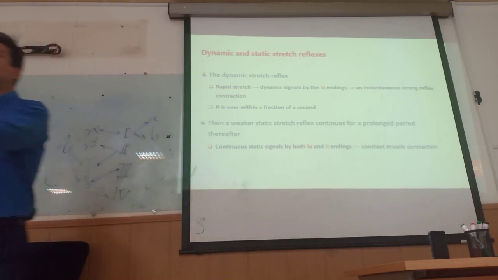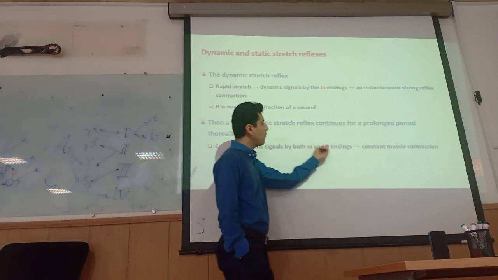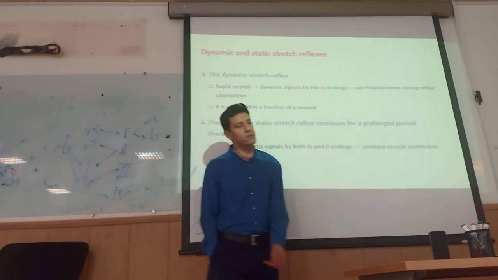So a stretch reflex has two components: a dynamic component, which happens very fast and for a very short duration, right? And a second component, which is called static, that happens after a delay, but it's more prolonged, right? And happens constantly. The second component is by way of 1A and 2 fibers, but the first component is by way of 1A fibers.